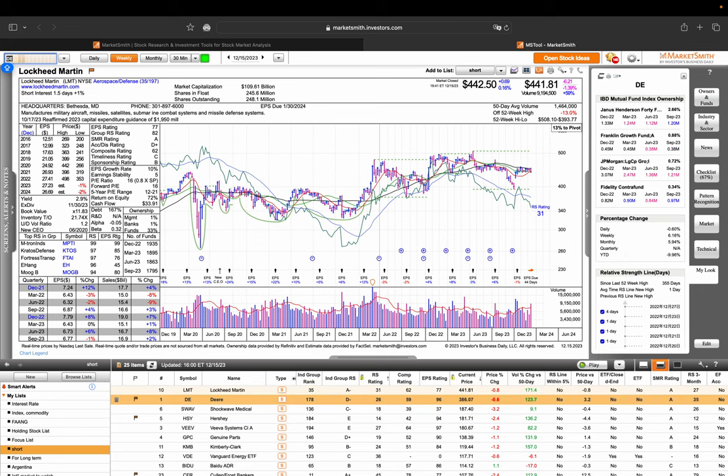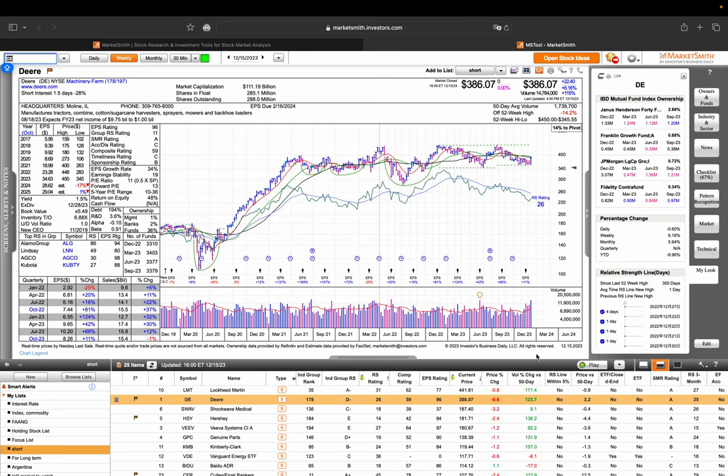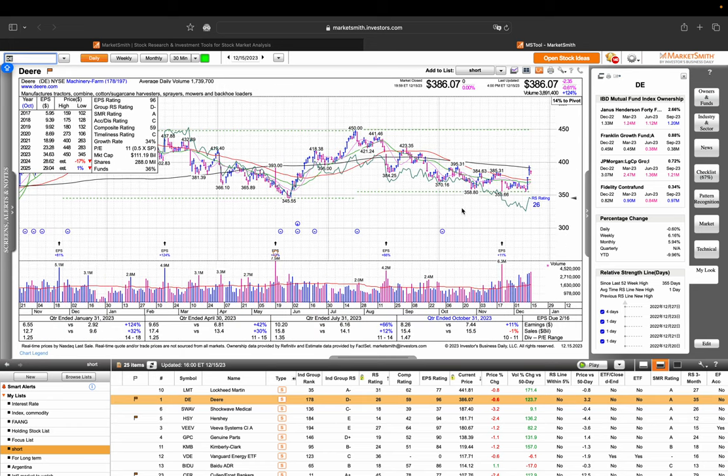Okay, DE. Well, for DE, I see that it went up quite a bit last week, plus 6%, on a strong volume, but RS is still declining. Fidelity contract is increasing the position here. And okay, let's switch over to the daily chart.